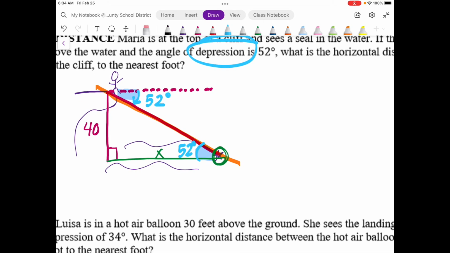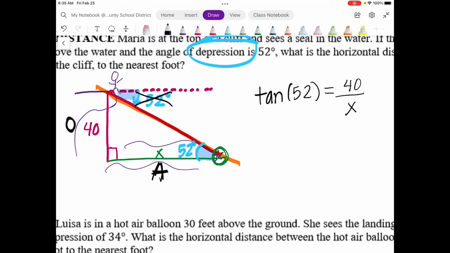So once you transfer that, you don't need to use this anymore. You're just focusing on what's inside the triangle that you created with all the different pieces. So if I look, I have my opposite, and I am looking for my adjacent, so O and A. It looks like we're going to be using tangent again. So I have tangent of my 52 degrees equals opposite 40 over adjacent is x. We're using TOA.